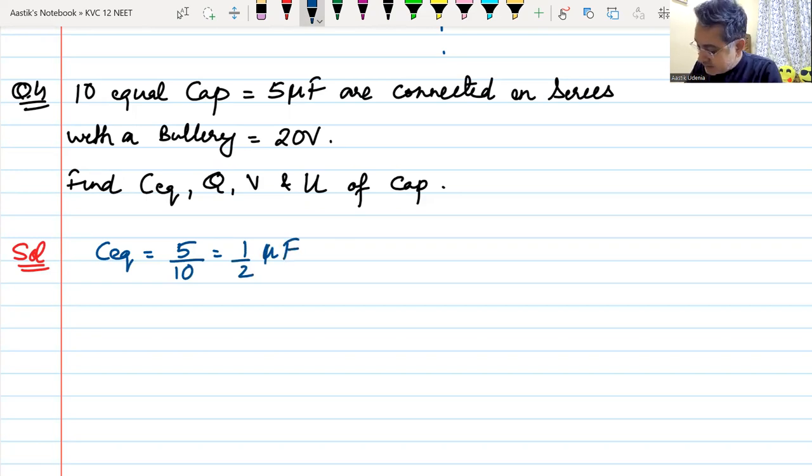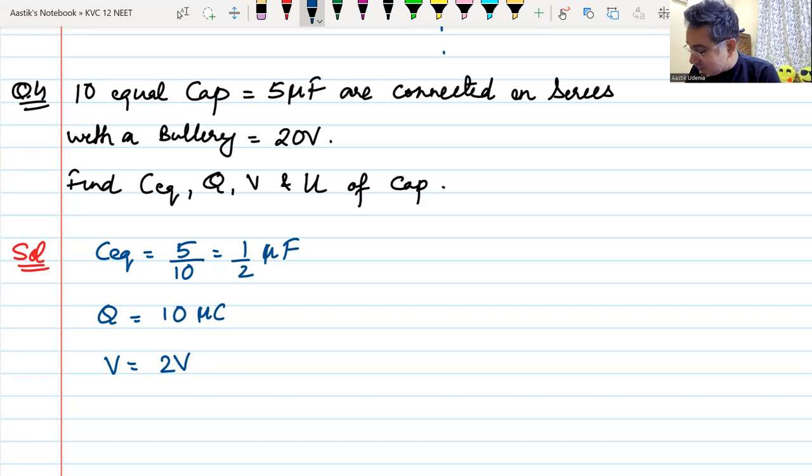Well done. Then the charge. It's an age-old story to find the charge. It will be 1 by 2 multiplied by 20, so it will be 10 microcoulomb. Then you have to find the potential. You don't have to divide it again; you can use V by N also. V is equal to 2, sir.